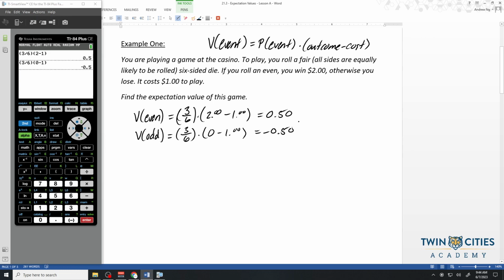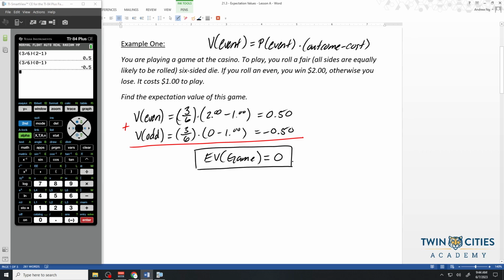So the EV of this game is going to be these values added together. It's the sum of all the values, and these are all of the different things that could happen. So let's add this together. The EV of this game, well, 0.5 plus negative 0.5, that's just going to be 0.